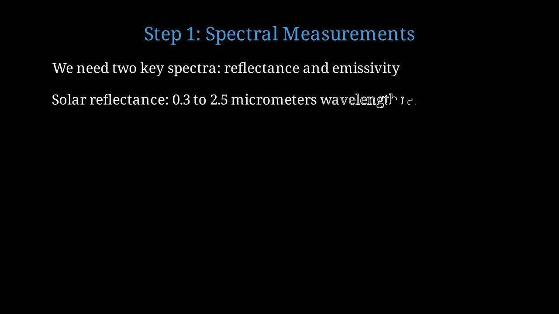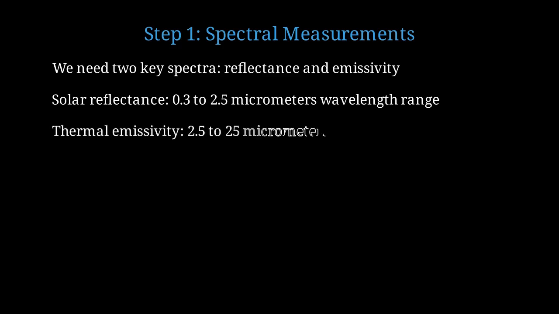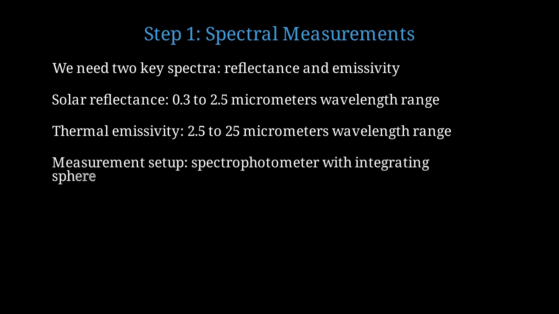Solar reflectance covers the wavelength range from 0.3 to 2.5 micrometers, which is where most of the sun's energy arrives at Earth's surface. Thermal emissivity covers 2.5 to 25 micrometers, which is where room temperature objects emit most of their thermal radiation. We use a spectrophotometer equipped with an integrating sphere to measure reflectance across all angles. For emissivity, we use Fourier transform infrared spectroscopy.